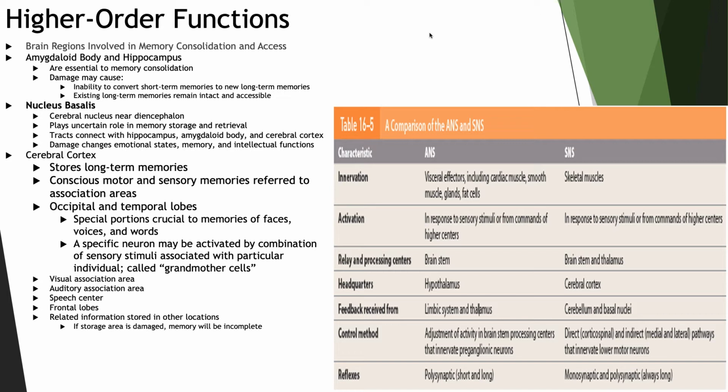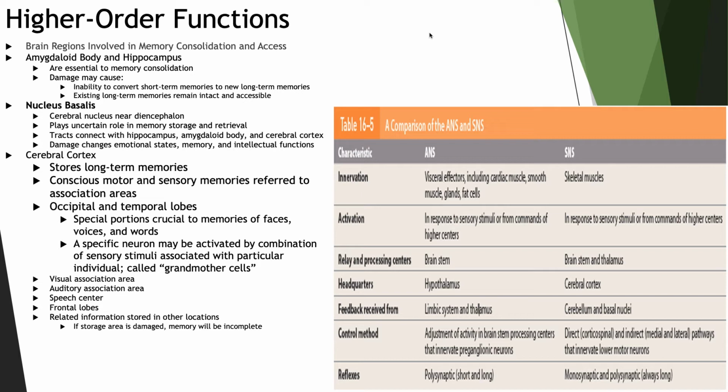Most long-term memories are stored in the cerebral cortex. Conscious motor and sensory memories are referred to in the appropriate association areas. For example, visual memories are stored in the visual association area, and memories of voluntary motor activity are stored in the premotor cortex. Special portions of the occipital and temporal lobes are crucial to the memories of faces, voices, and words. In at least some cases, a specific memory probably depends on the activity of a single neuron.